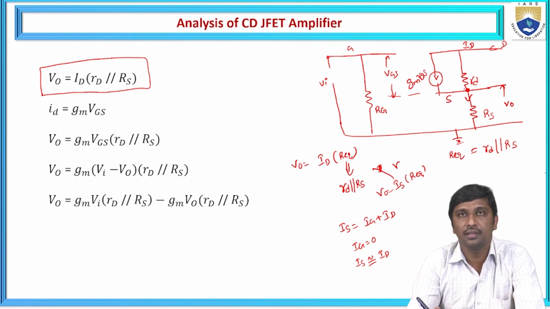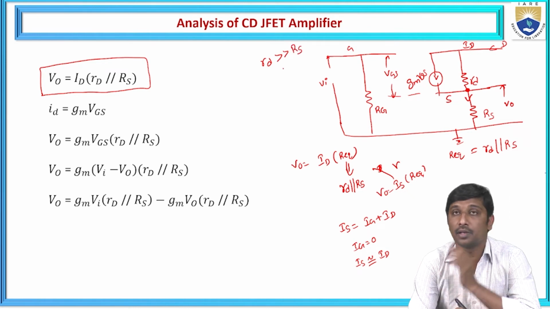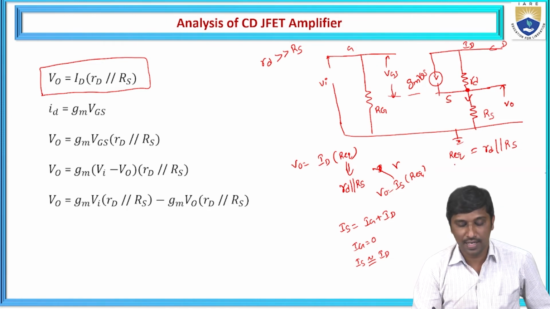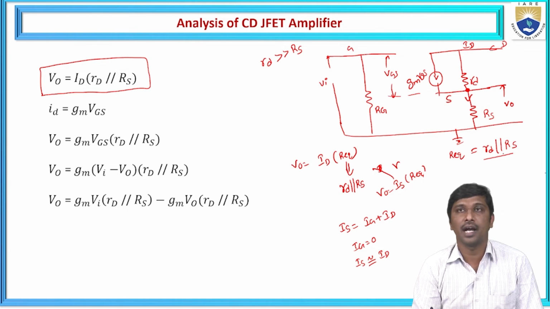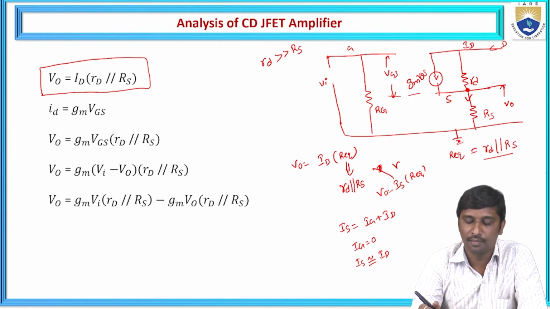So to allow the drain current across the load side, we need to assume that the internal drain resistance must be much greater than the external load resistance. We know that at the output side, the equivalent resistance is represented as RD in parallel combination with RS. Whenever two resistances are unequal and in parallel, the equivalent resistance is equal to the smaller resistance value. Hence, the maximum drain current flows through the smaller resistance.